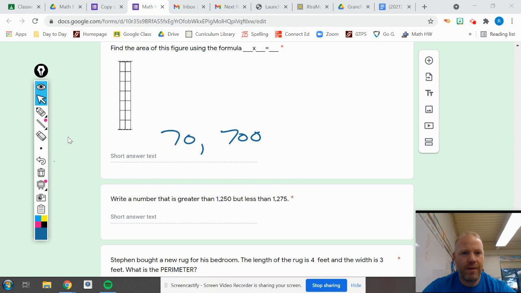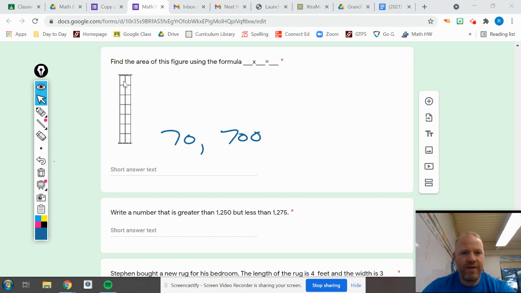Find the area of this figure. So we have 2 times 1, 2, 3, 4, 5, 6, 7. So as you see, I counted the blocks that we have in each column and row. We have 2 columns with 7 rows. So with that, it's 2 times 7, which is 14. So make sure you put 2 times 7 equals 14.